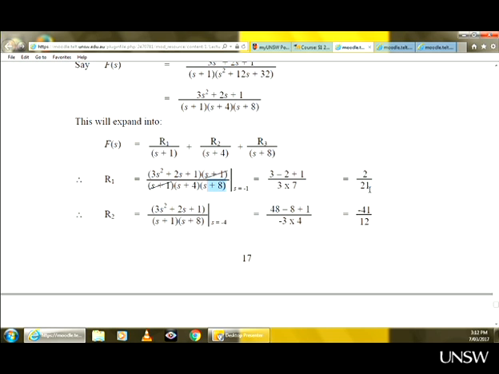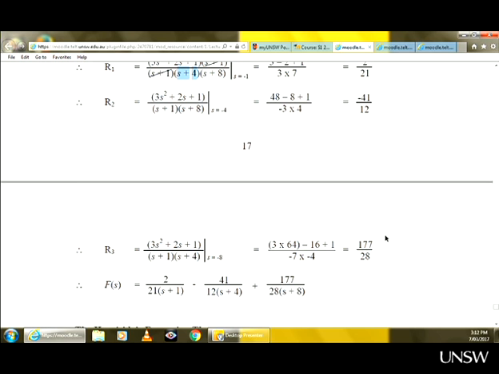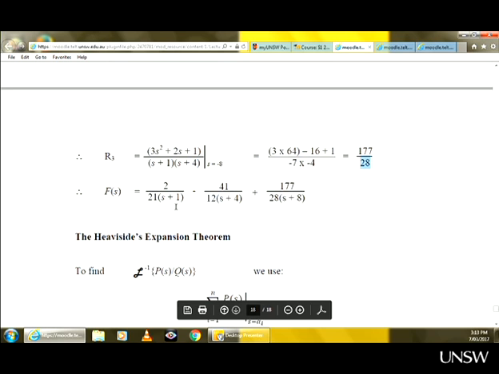Repeat the same for s equal to minus 4. First we remove s plus 4, so you get s plus 1 and s plus 8. Everywhere you have s, you put minus 4, and you will get minus 41 over 12. Residue 3, now you're losing s plus 8, so you have these two roots left. Make s equal to minus 8, and you will have 177 over 28. So F(s) now equals 2 over 21 times s plus 1, minus 41 over 12 times s plus 4, plus 177 over 28 times s plus 8.